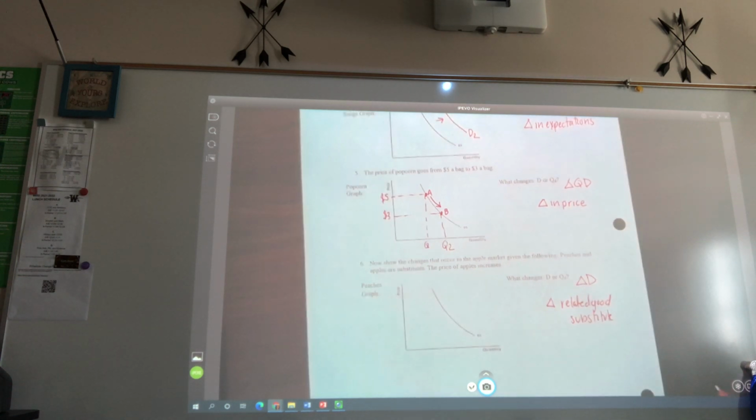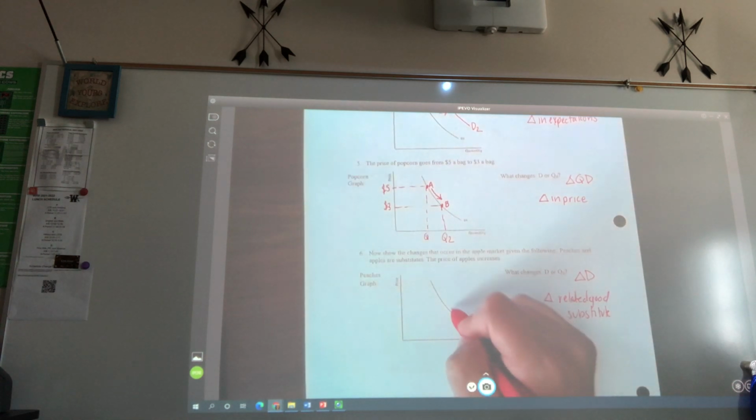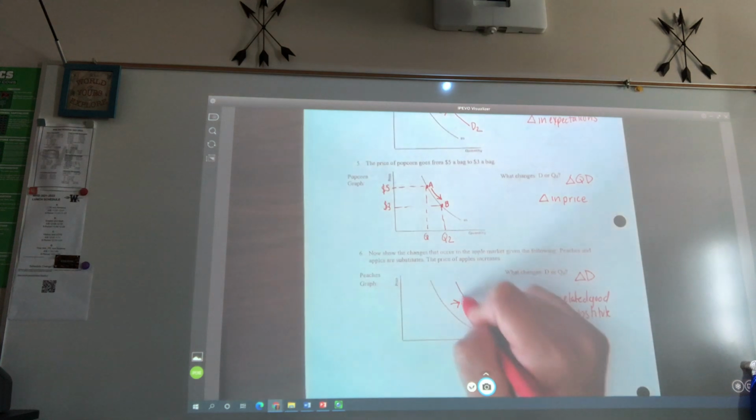Okay, because apples are more expensive now, what happens to my demand for peaches? It goes up. Or it goes to the right. It goes to the right.